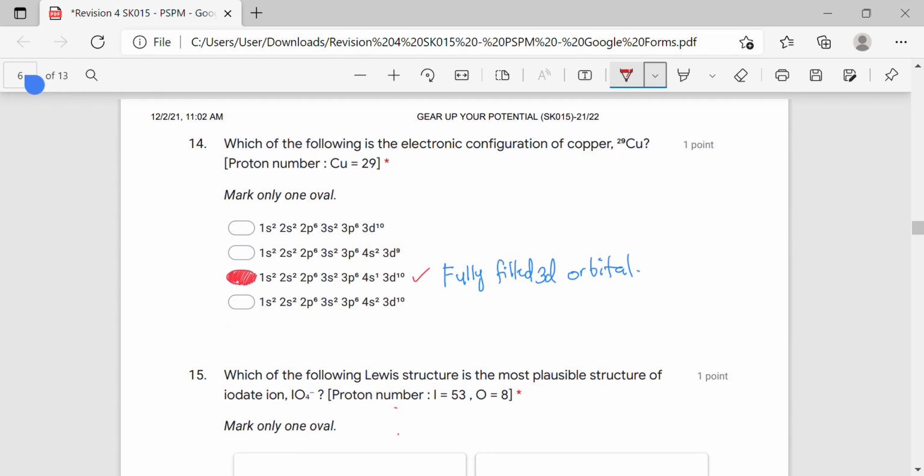So, which of the following is the electronic configuration of copper? Copper 29. So, yang ini yang anomalous tu. So, sepatutnya dia akan full dekat 4S. Nanti dia jadi 3D9 macam ni. Tapi yang sebenarnya untuk achieve stability, so satu elektron daripada 4S pergi kepada 3D. So, dia akan fulfill untuk 3D, 3D10. Okay, yang selebihnya baru di 4S.